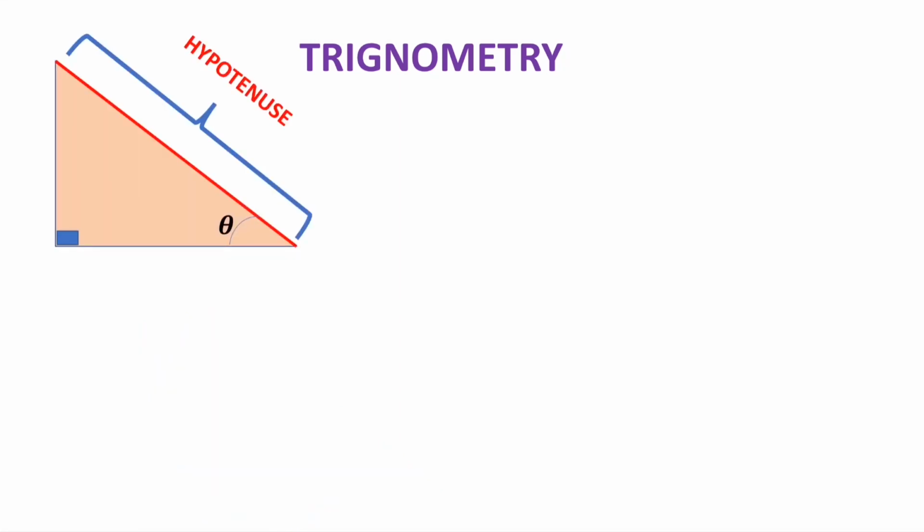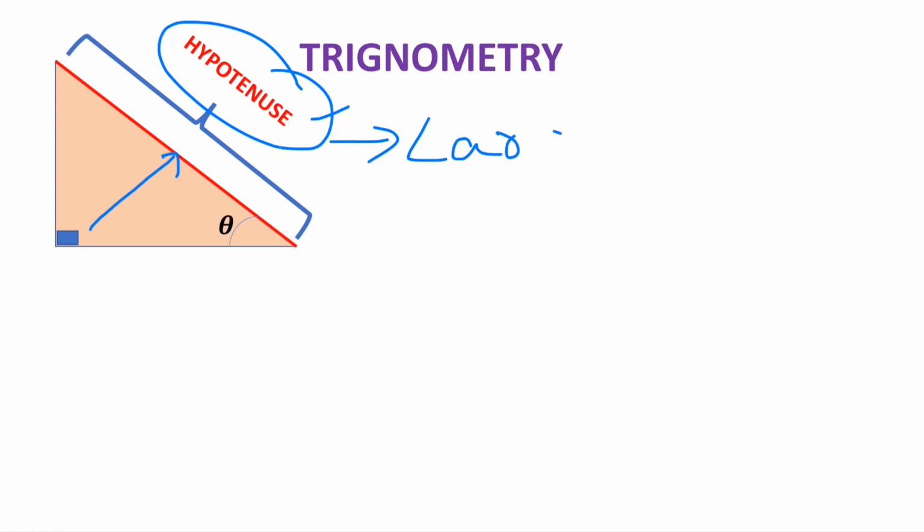In a right angle triangle, the side which is opposite to the right angle, the 90 degrees angle, is called the hypotenuse. And the hypotenuse is the largest side of the triangle. The other two sides are smaller than the hypotenuse. And if you sum up the other two sides, that sum will always be greater than the hypotenuse.